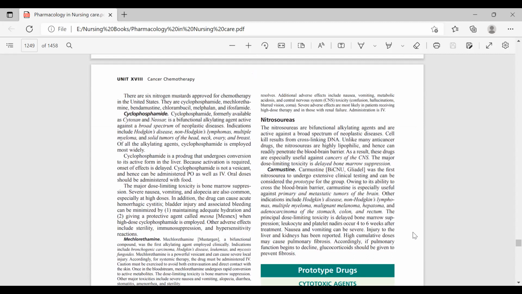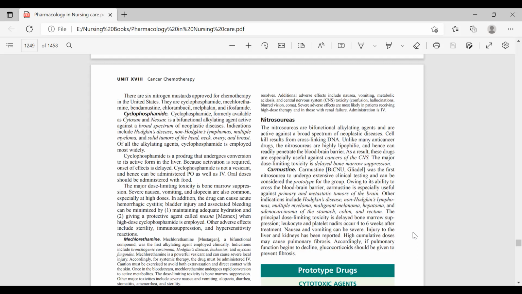So the six nitrogen mustards approved for chemotherapy in the US are cyclophosphamide, mechlorethamine, bendamustine, chlorambucil, melphalan, and ifosfamide. And we have to discuss these drugs one by one. Cyclophosphamide is a bifunctional alkylating agent, and you have learned that an alkylating agent which has two reactive sites on DNA is called bifunctional.